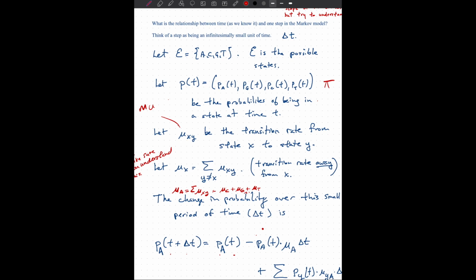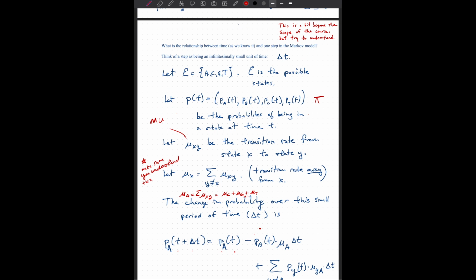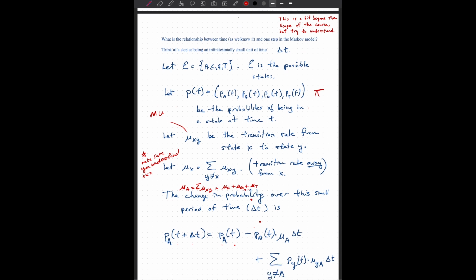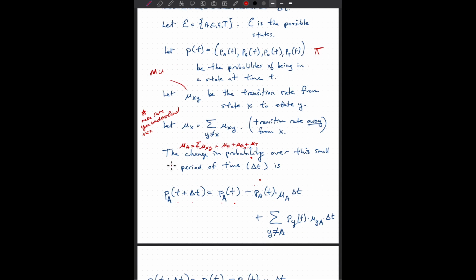Okay, so now it's going to get a little bit complicated, perhaps, for some. The change in probability over a small period of time, this delta t, we can write as follows. Let's look at nucleotide A. So the probability I'm at state A at time t plus delta t.